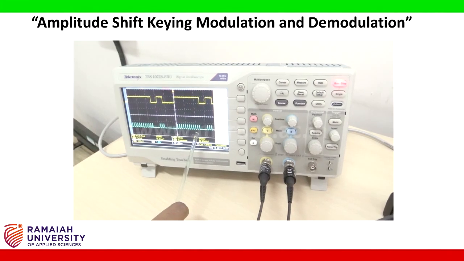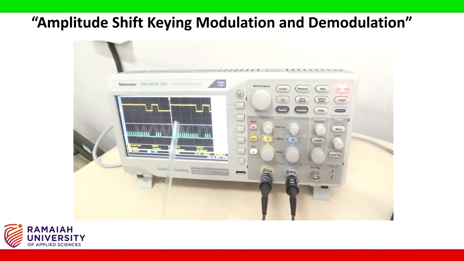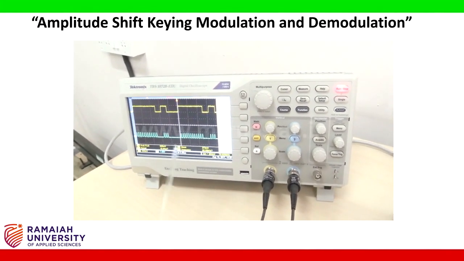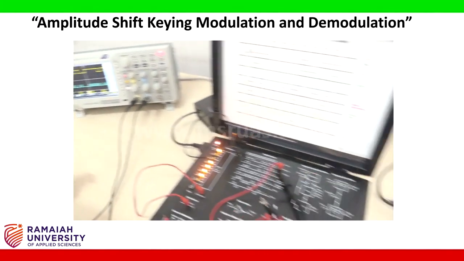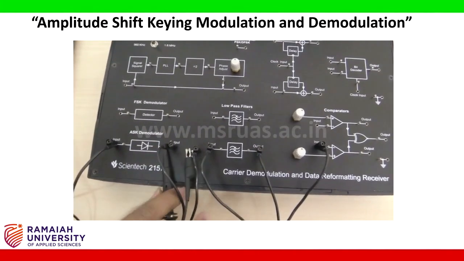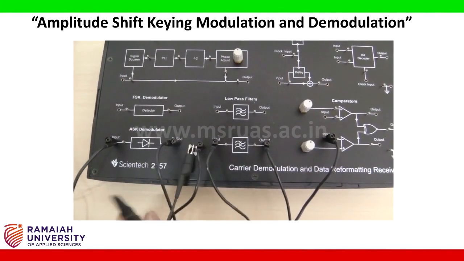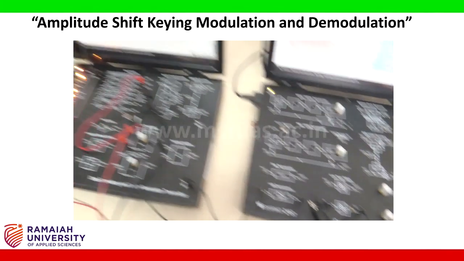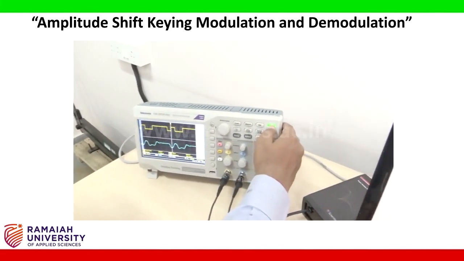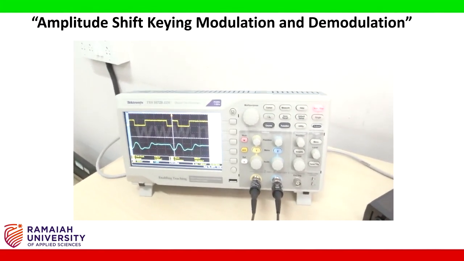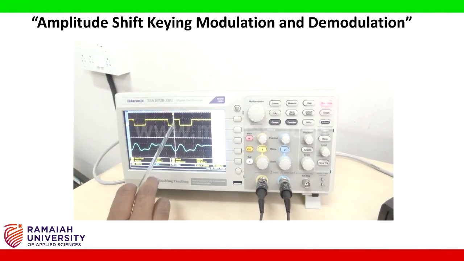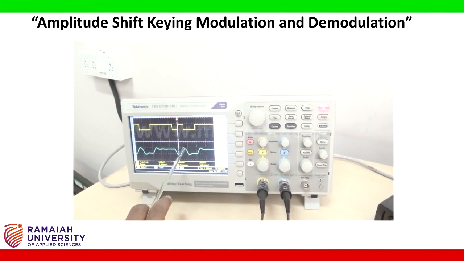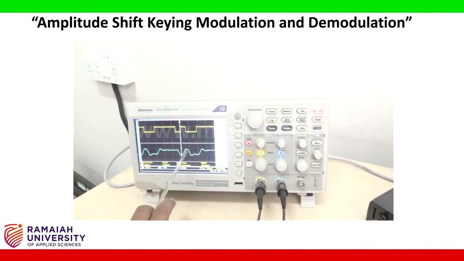Once the half wave rectifier output is passed through the low pass filter, I will show the output of the low pass filter. Let us change the channel 2 CRO probe to the output of the low pass filter. Here again you press the run and stop. You can see wherever the amplitude is high in the digital waveform, here the low pass filter output is also high. Whenever it is low, here also it is low.